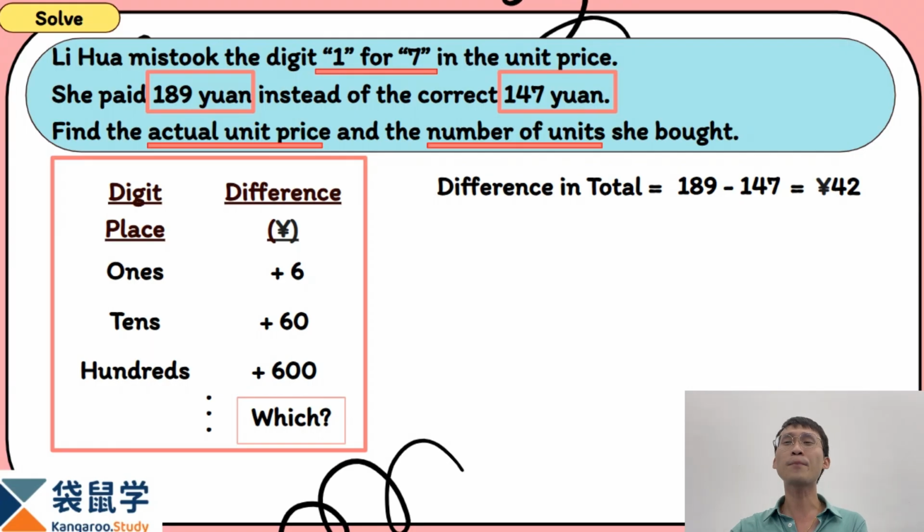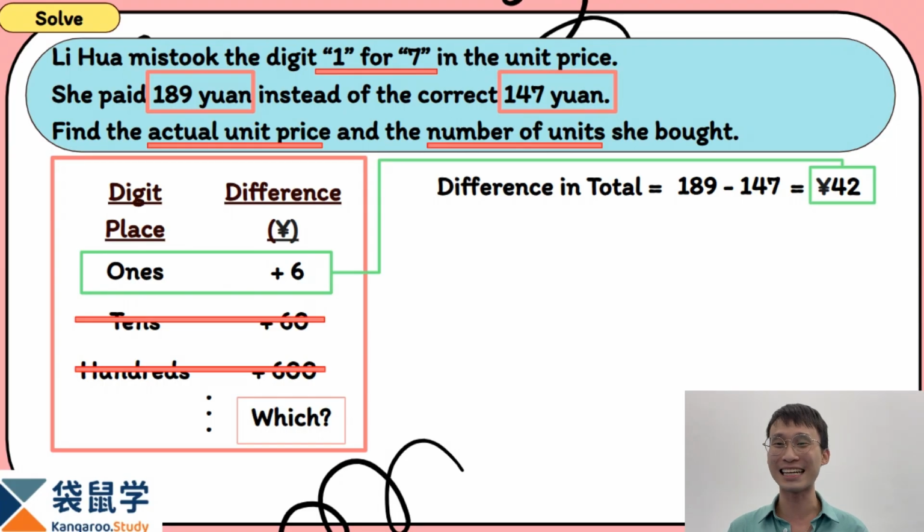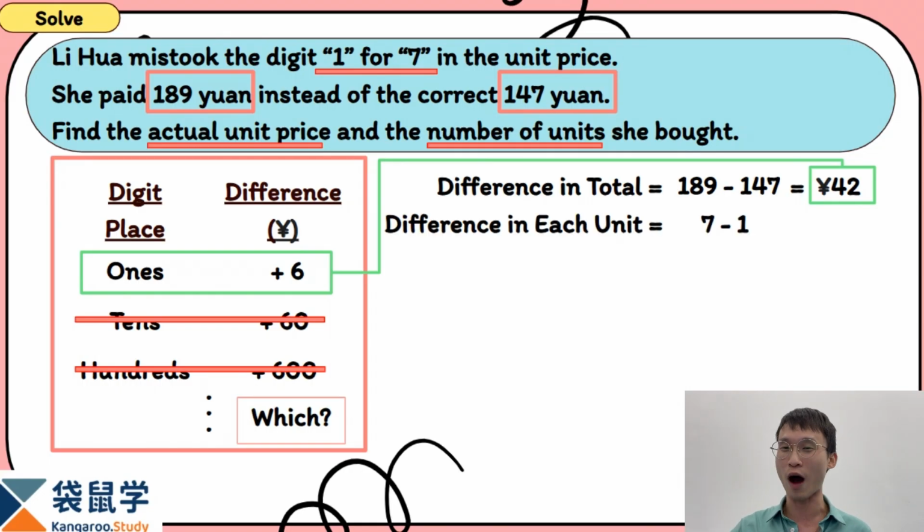Now, is it possible that the mistake is in the hundreds place or the tens place? Very good observation. It is not possible. Why? Because the difference worked out earlier is 42, which is less than 60. Therefore, the mistake must be in the ones place. Now, the difference in each unit price is easily worked out by taking 7 minus 1, which is equal to 6 yuan.